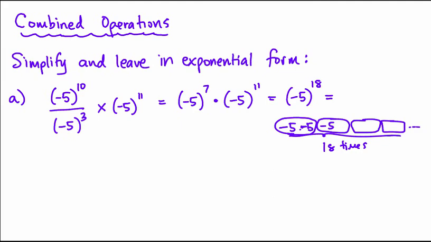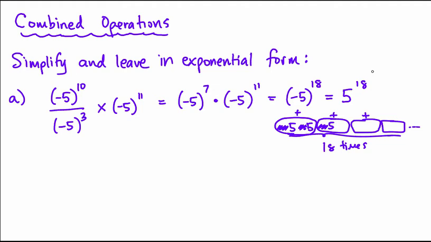Since they can be paired up, this is an answer that's positive, because 2 negatives make a positive, 2 negatives make a positive, 2 negatives make a positive. And so that's really the same as, well, I don't really need these negative signs in here. So negative 5 to the 18 is exactly the same as positive 5 to the 18. It's a little bit tricky, but that is a nice simplification.